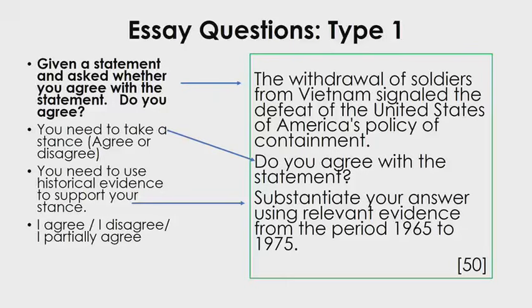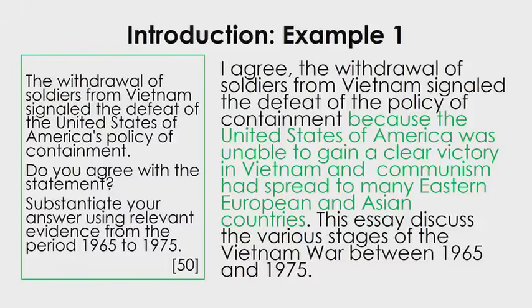Here's an example of a question where you are given a statement and then asked if you agree or disagree with it. The question states, the withdrawal of soldiers from Vietnam signaled the defeat of the United States of America's policy of containment. Do you agree with the statement? You need to substantiate your answer using relevant evidence from the period 1965 to 1975. And the value of that is 50 marks.